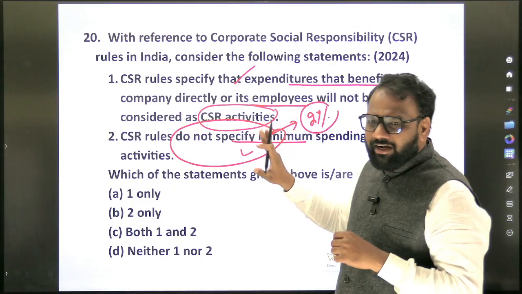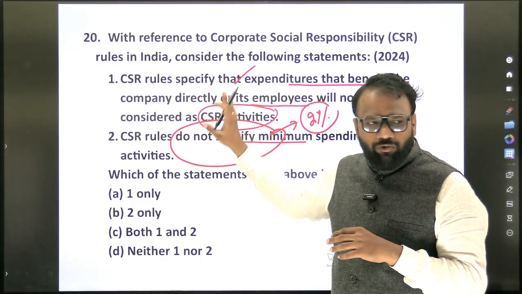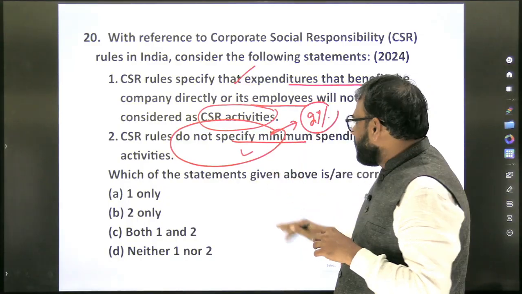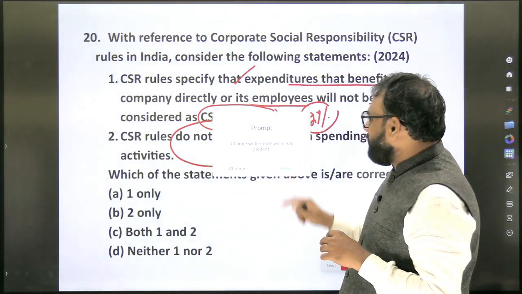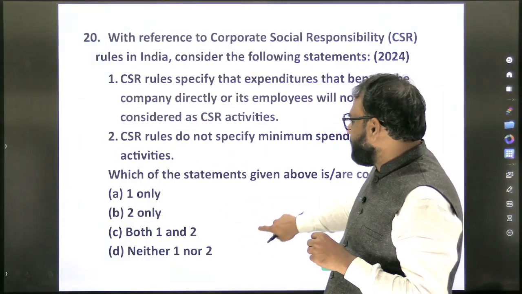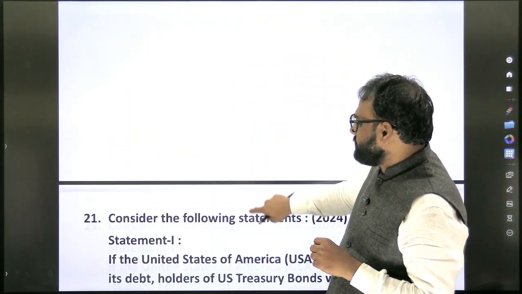So for CSR, we are not going to prepare any extra information. Whatever is present here, the same things we will retain. Expenditure that directly benefits the employer or company will not be considered CSR, and there is a minimum expenditure, that is 2%.